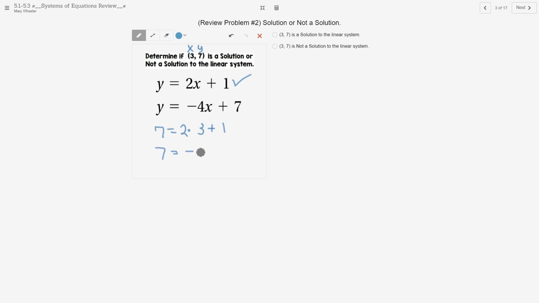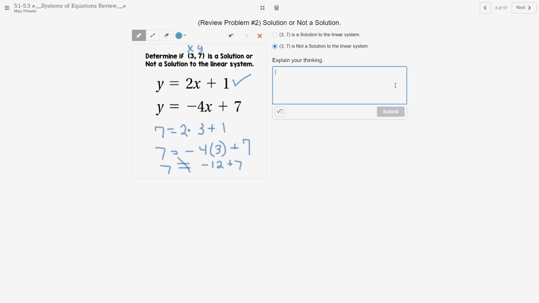Let's try the negative 4. 7 equals negative 4 times 3 plus 7. That's going to be negative 12 plus 7. That does not equal 7. It would be negative 5. So that is not a solution. It doesn't work for the second equation.